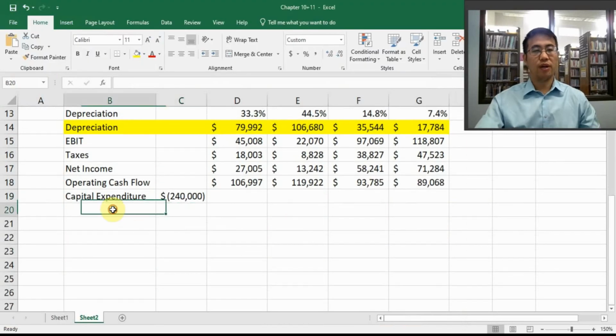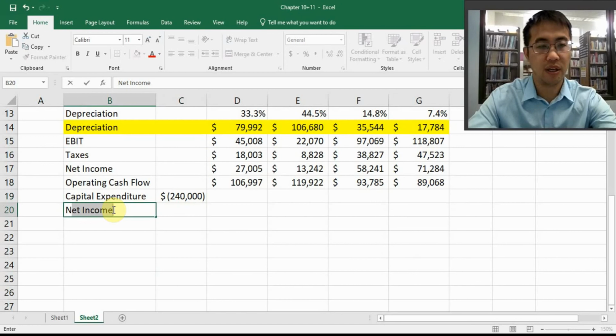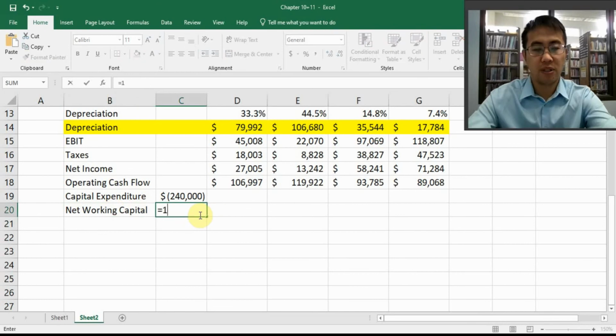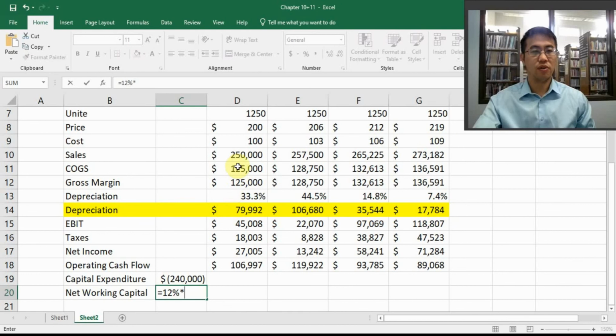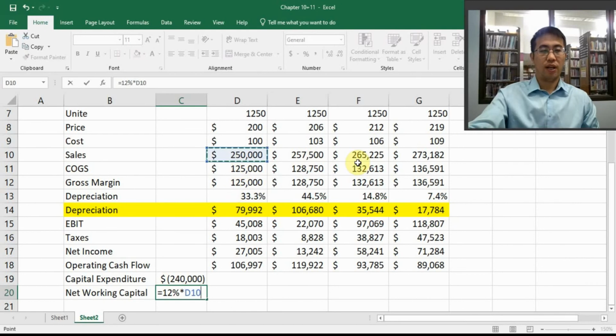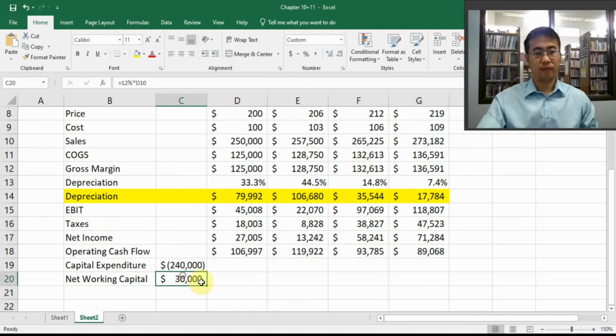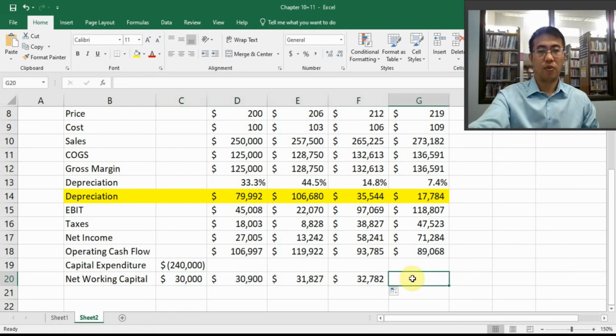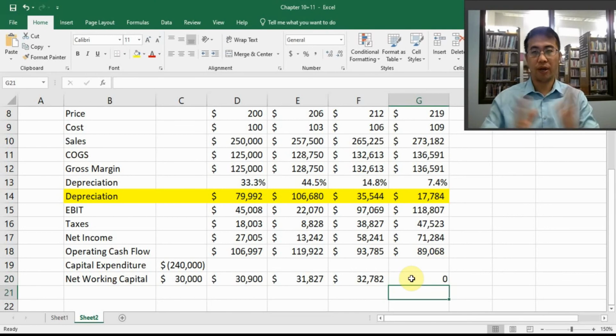So what I'm going to do here is first get my net working capital solved, and it is 12% of the sales in the next year. So the sales would be already calculated, and then just drag it, and in the last year my net working capital would be liquidated to 0 because after 4 years this entire project is gone and I don't need to maintain any inventory henceforth.